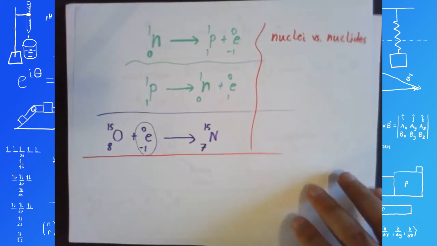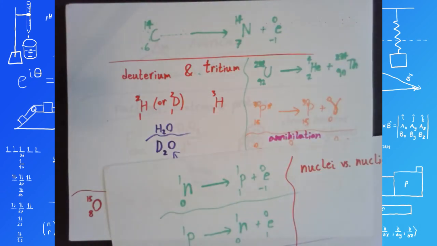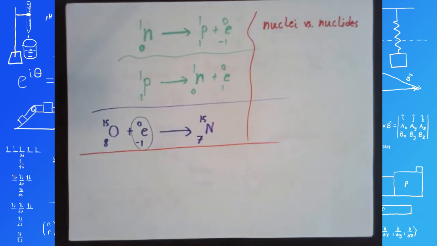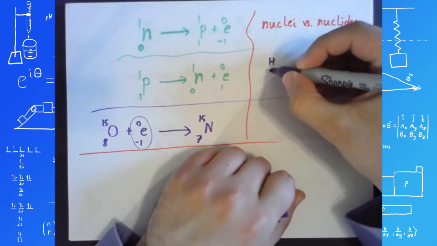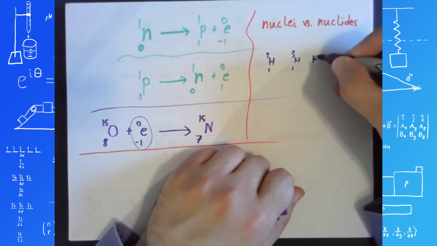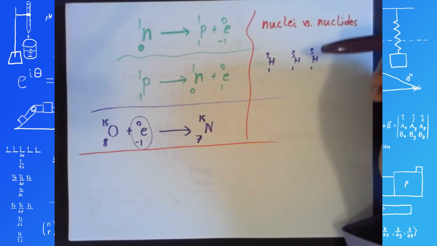So, for example, let's say I had 3 atoms of tritium. Each of these would be a nucleus. I have 3 nuclei, but they all represent the same nuclide. They all represent the same number of protons and neutrons. In this case, 1 proton to 2 neutrons.